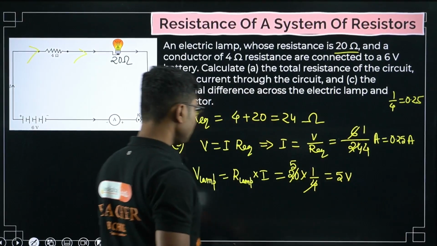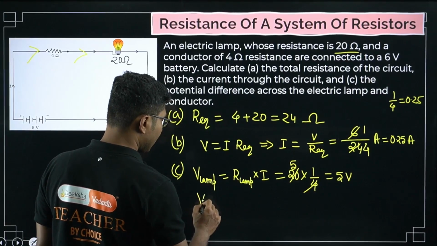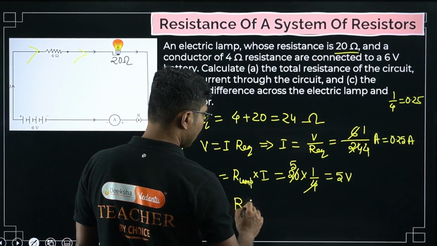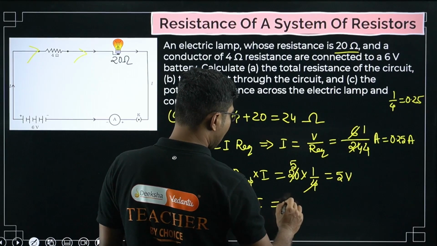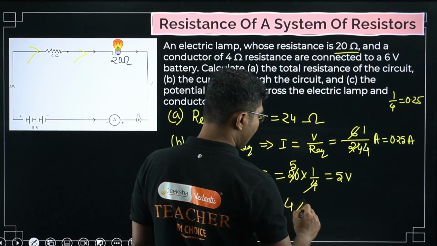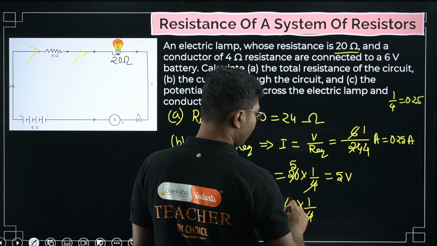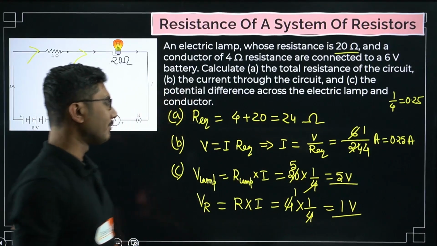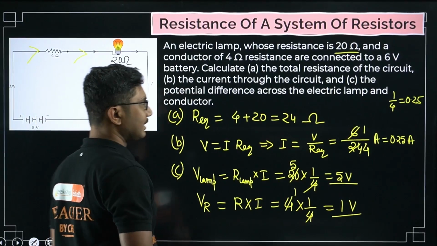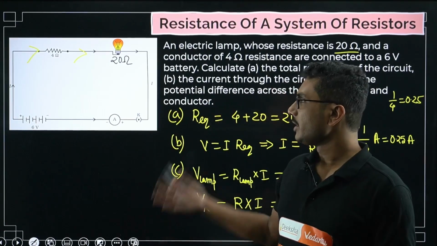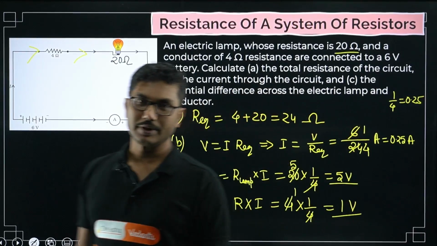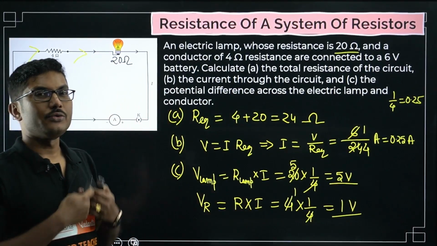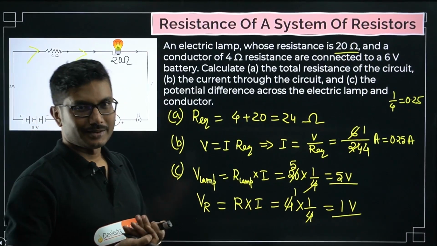volts. What will be the potential difference across the conductor or resistor? Okay, in this case R times I. What is R? R is 4 and current is 1 by 4, so 1 volt. So 5 volt and 1 volt are the answer for part C. So this is an easy question, 3 marks question. If you solve it step by step, you get full 3 marks, right? So problems are not super difficult if you know how to solve them. That is the main thing, right?